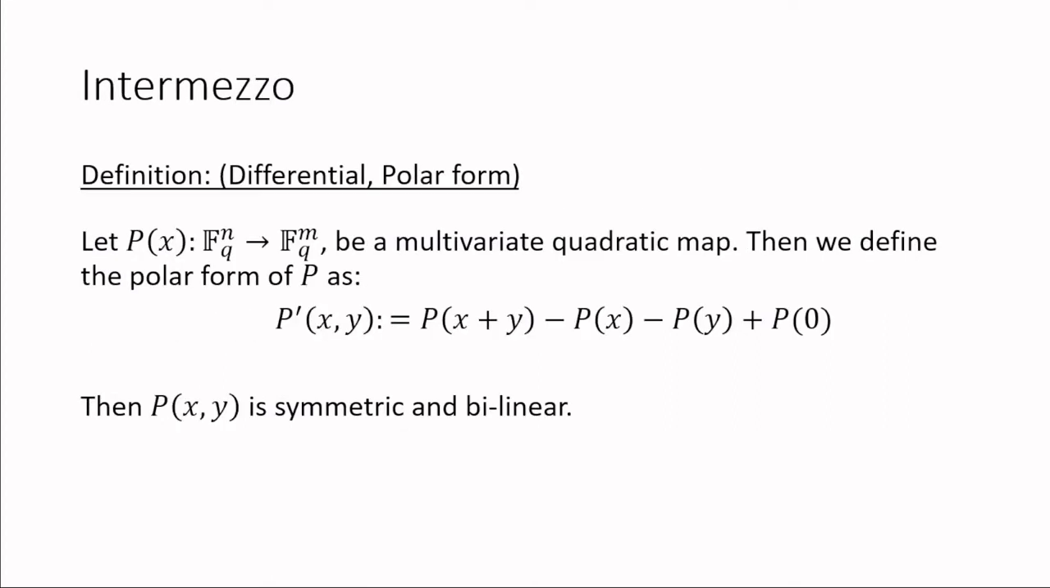But before I explain that, I have to introduce some notation. We say that if P is a multivariate quadratic map, then its polar form is this function P' of two variables. It's just defined as P'(X, Y) = P(X+Y) - P(X) - P(Y) + P(0). But here, P is homogeneous, so you can forget about P(0). And then it's easy to see that P' is symmetric and bilinear. So this is going to be useful.